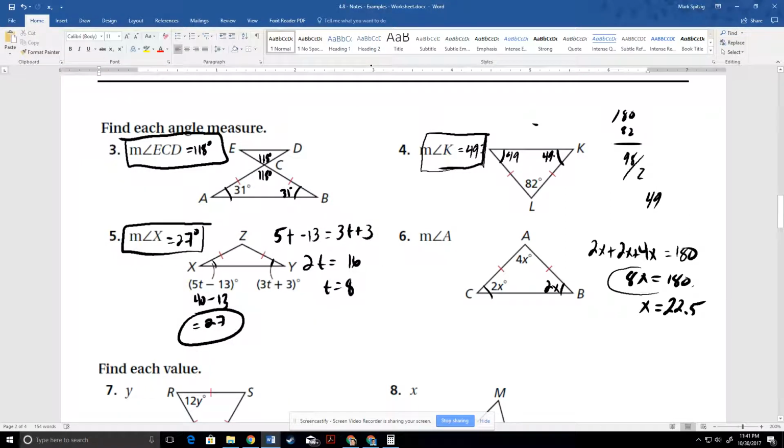All right. So when we plug it back in, because 4 times 22.5 is just 90, that's what angle A is, because I just plugged it back in here. So angle A is 90. Just want to make sure I was right for you guys.